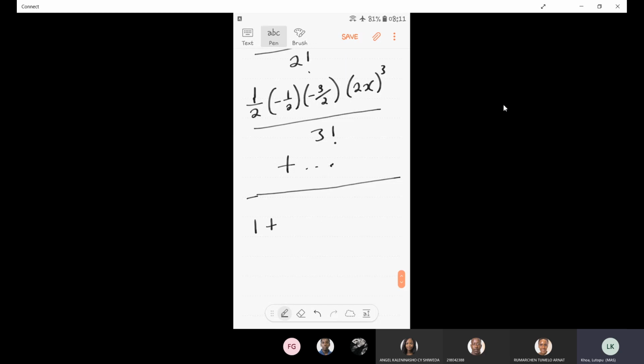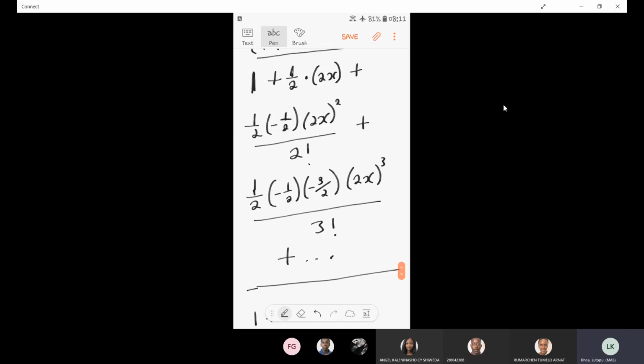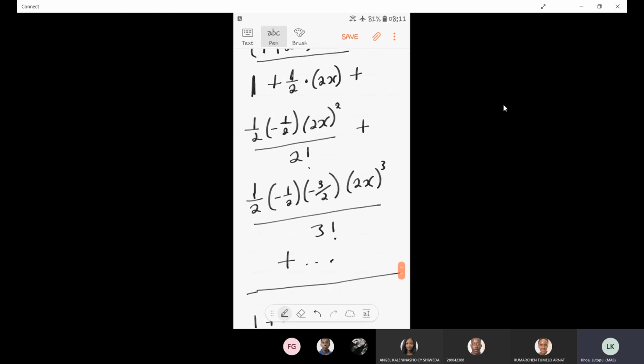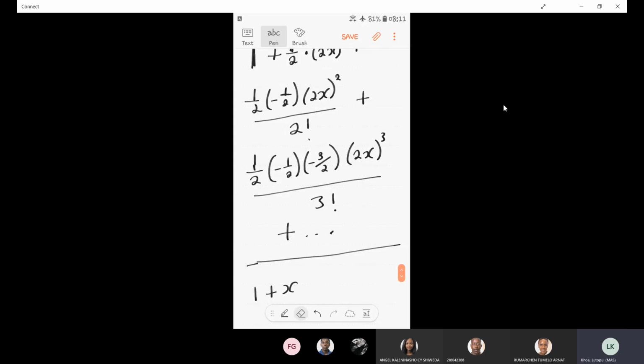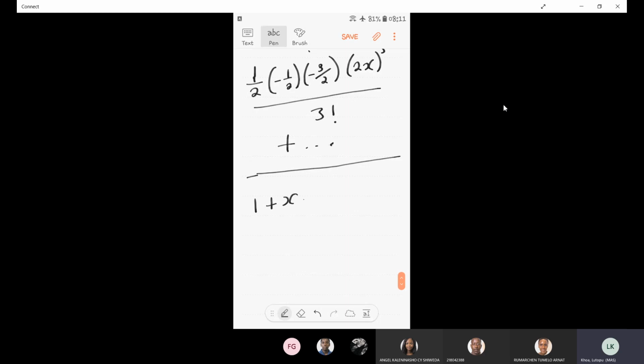I have plus x. Then the next term, I will have half times minus half, that's 1 over 4. And then this one over here, I get a 4. So I have negative a quarter times 4, that's just negative 1. And then I divide it by 2, so that's half. And this is negative x squared over 2.